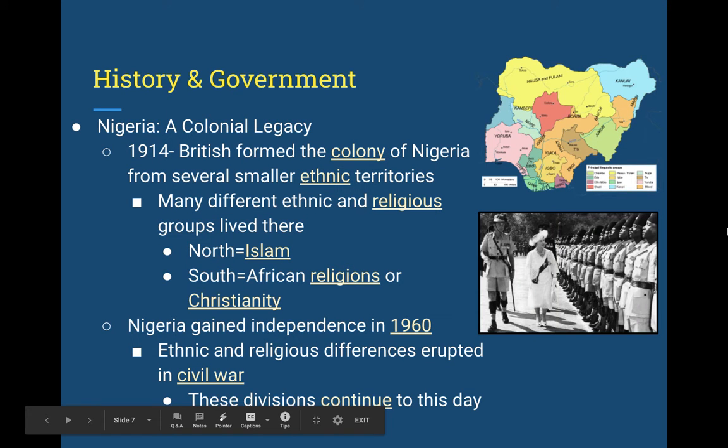Okay. So Nigeria. In 1914, the British formed the colony of Nigeria from several smaller ethnic territories, and so there's many different ethnic and religious groups that live in there. So in northern Nigeria, you see they're mostly Islam, and then in the south, you see more of the indigenous religions and Christianity. But Nigeria eventually will gain independence in 1960, and there were ethnic and religious differences that basically erupted in a civil war, and they still continue to fight about this to this day.